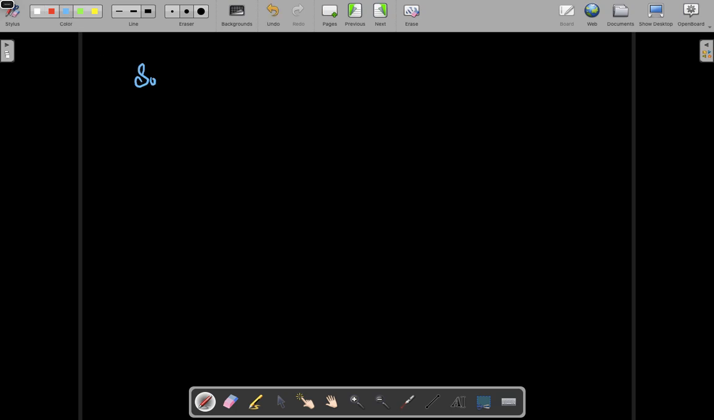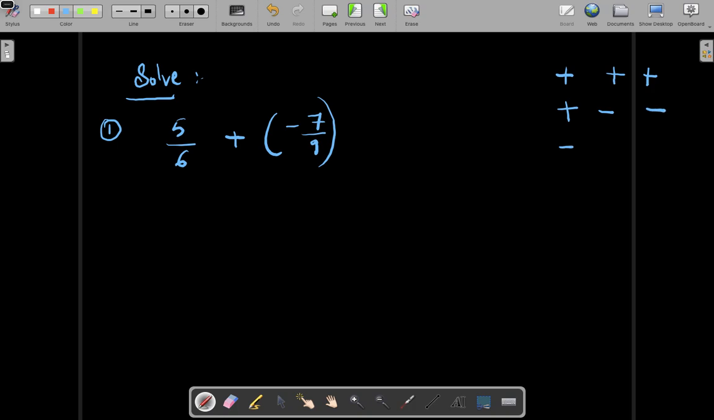Now let's solve a few questions. 5/6 plus (minus 7/9). Hope you know this rule. Plus times plus is plus, plus times minus is minus, minus times plus is minus, minus times minus is plus.